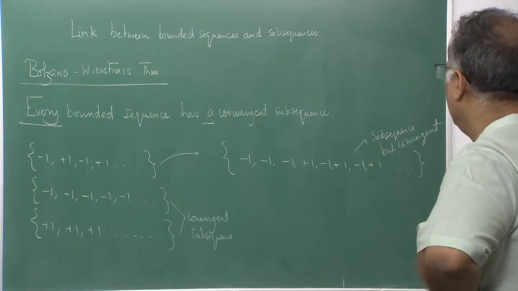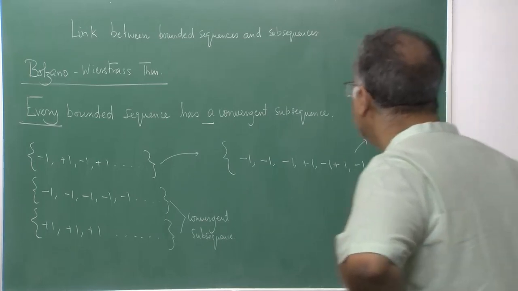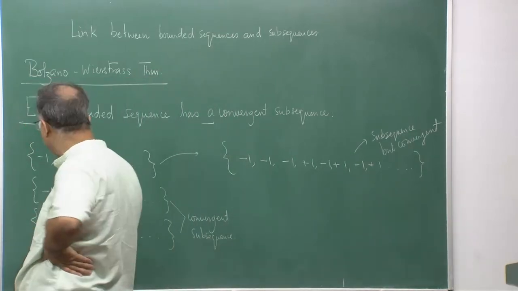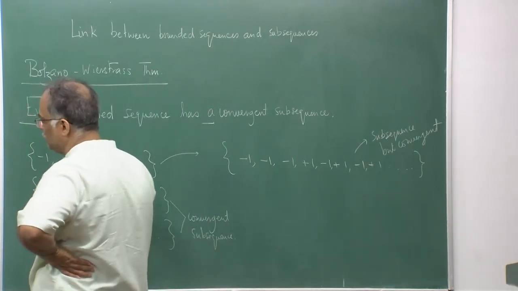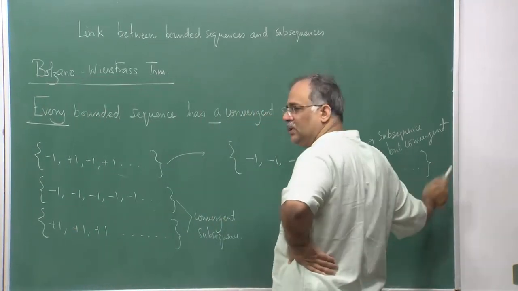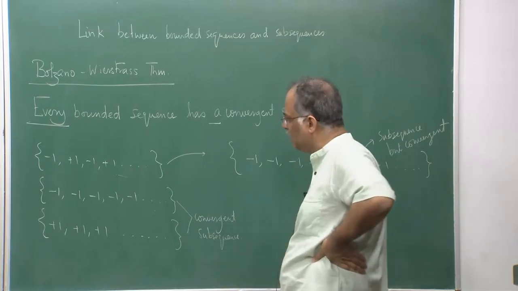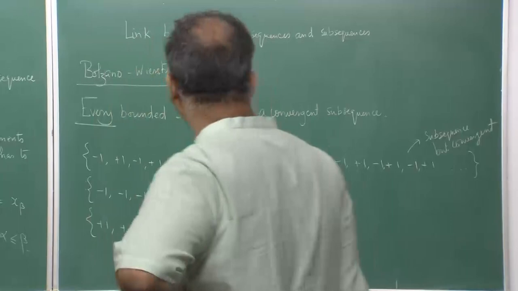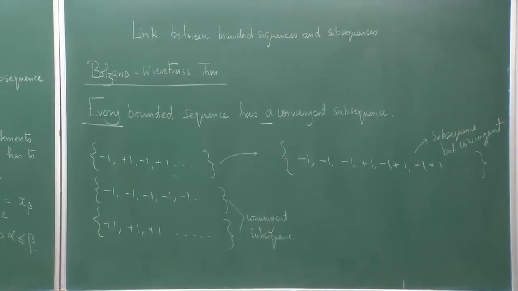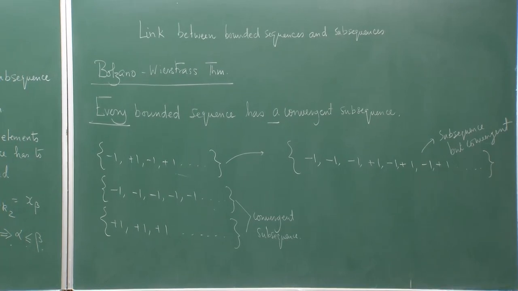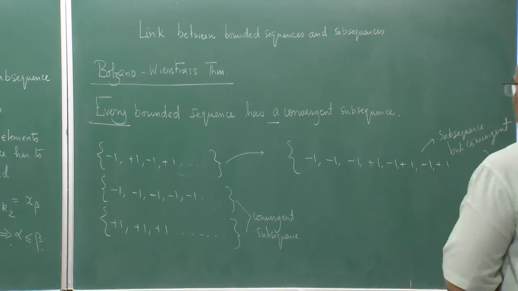So, you see, I can repeat the terms here. That is what I meant, alpha is equal to beta here, because I am repeating the terms minus 1, plus 1, plus 1. But if I repeat up to some term and then go back to the actual form of the sequence, then I am getting a subsequence which is not convergent. So, the whole point is that every subsequence need not be convergent, but some subsequence are convergent. That is the clear message of this result.